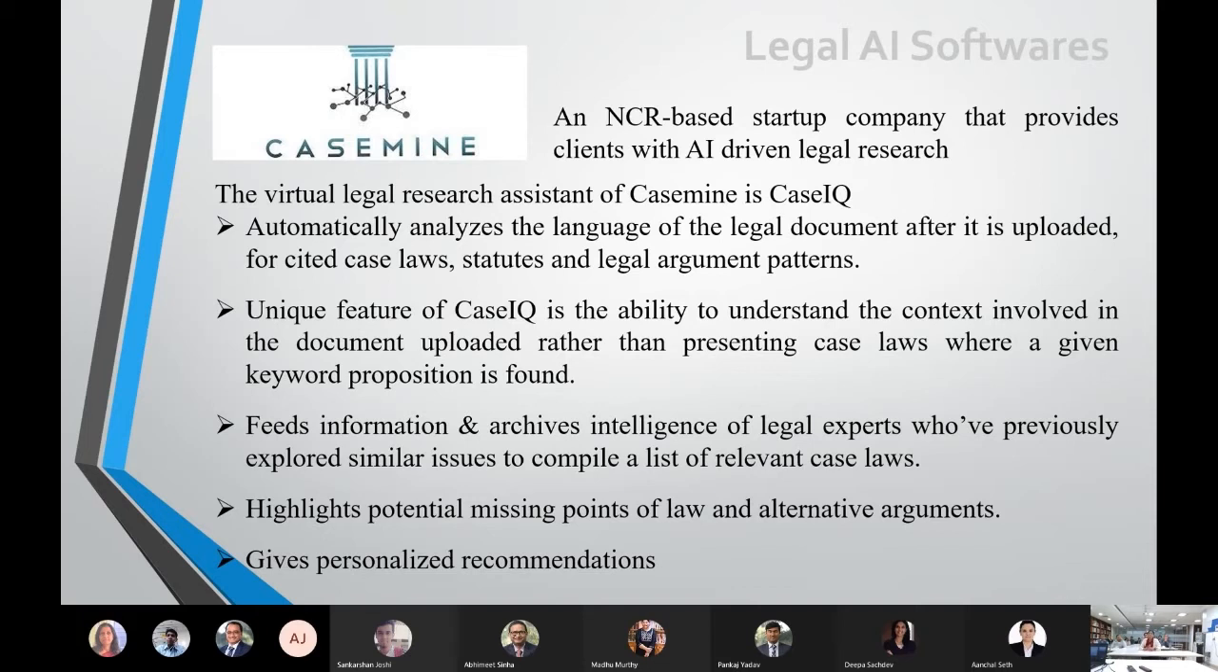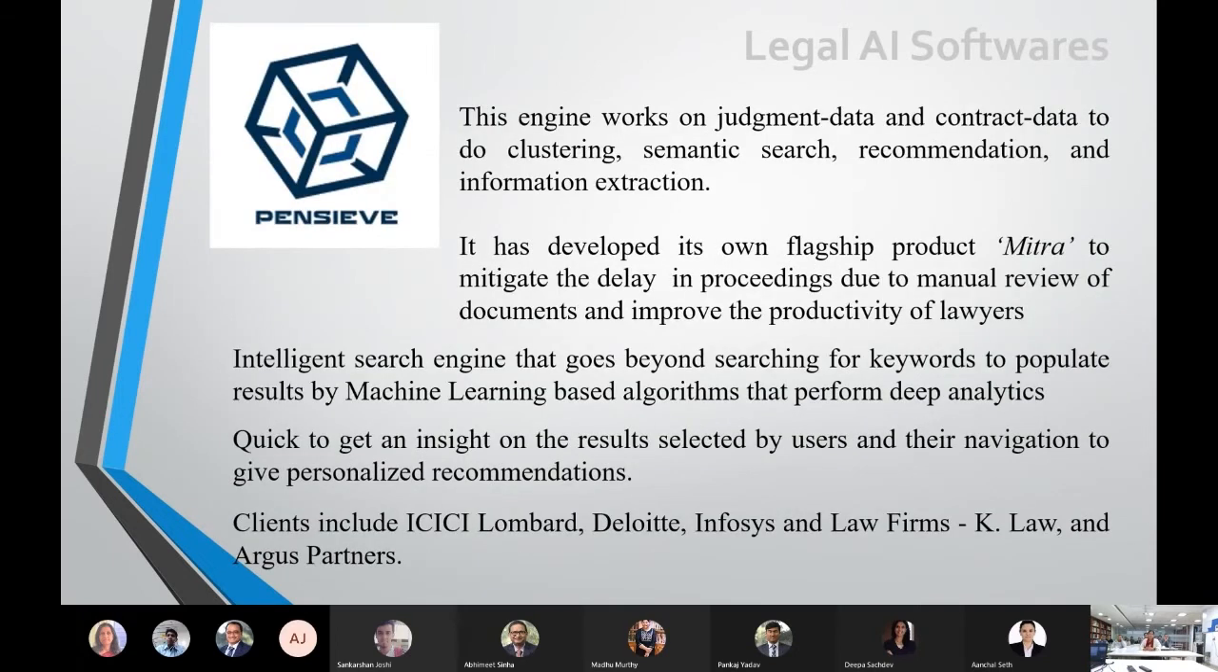Another feature is, what we generally do is take out where these judgments have been followed. What this software does is automatically extract whatever experts or judgments are there, and based on that it gives you a list of all the relevant case laws. So it becomes very handy, and gives personalized comments. Also, it highlights potential missing points of law and alternative arguments.